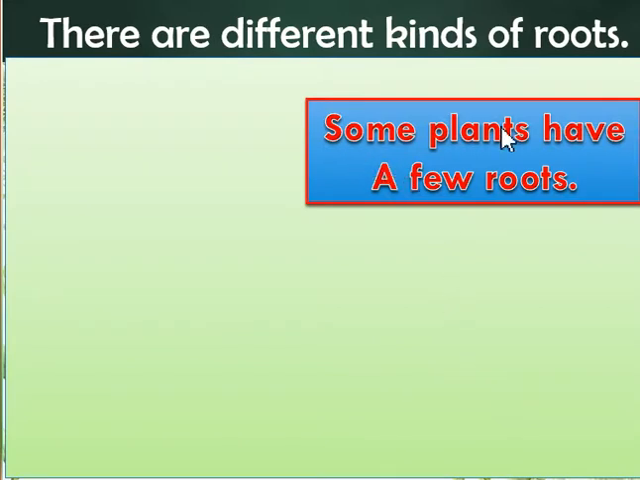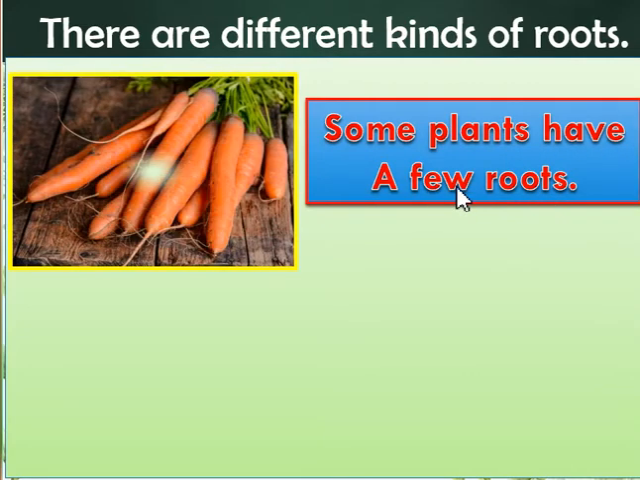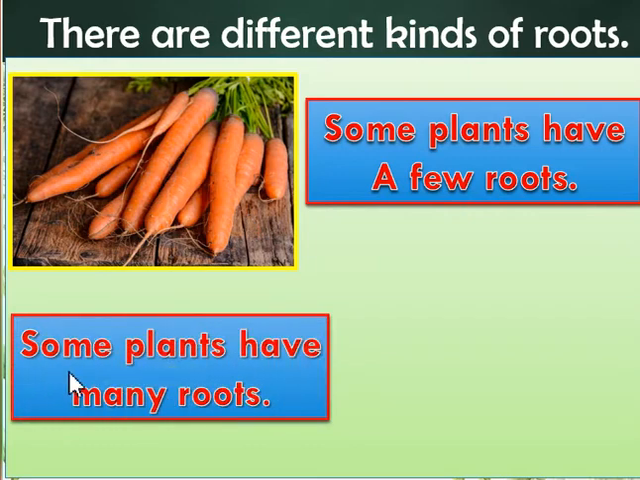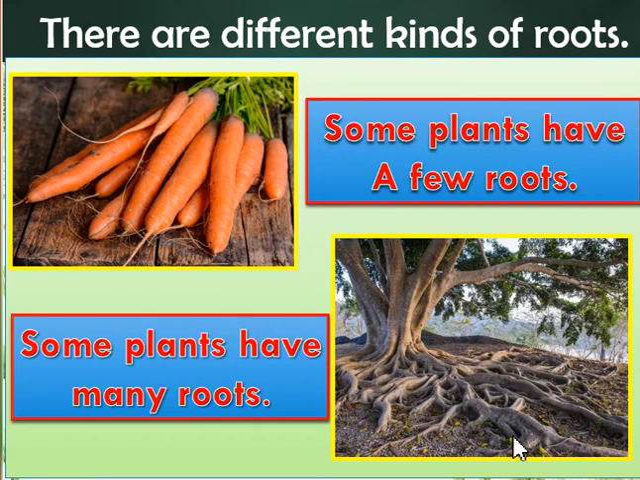Next, some plants have a few roots. Few means it's not too much, not many. Like this one. This one is a carrot, and the roots of the carrot are so few. And some plants have many roots. Like this one, there are so many, right? Okay, very good.